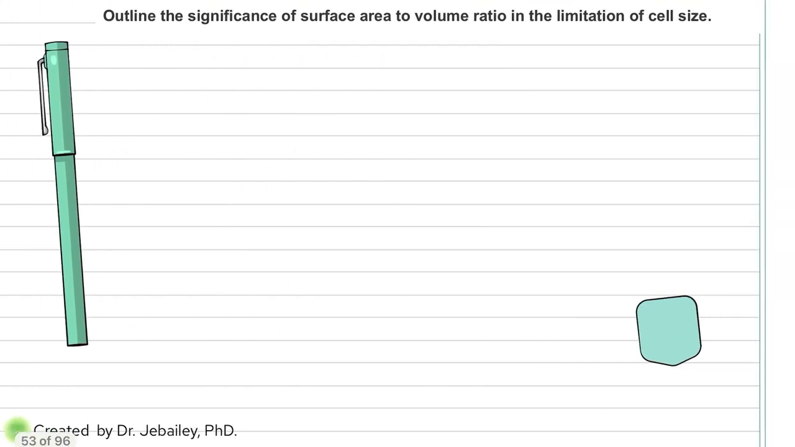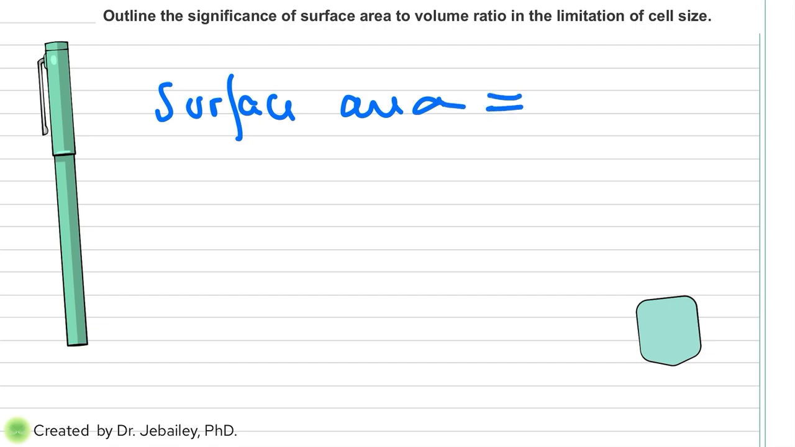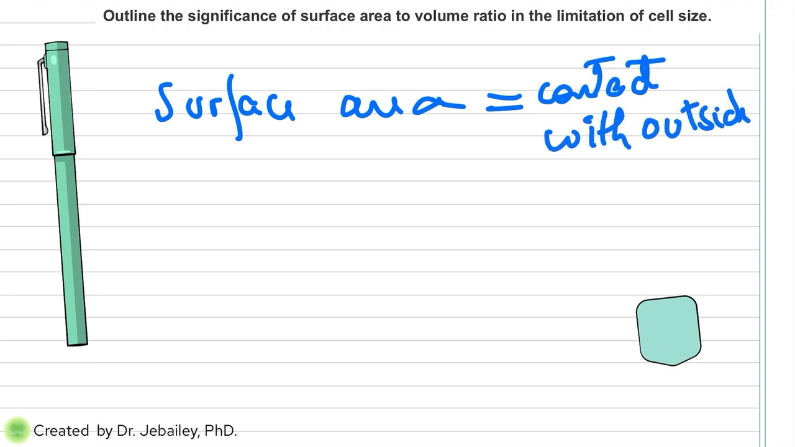Now the next question we have here is: outline the significance of surface area to volume ratio in the limitation of cell size. Now this I already have an entire video talking about it, but just to do a quick summary, let it be clear that when we talk about surface area, surface area in this situation is the same thing as the contact with the outside of the cell, okay?